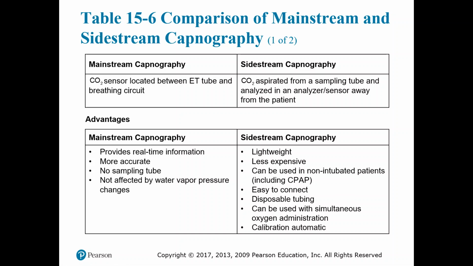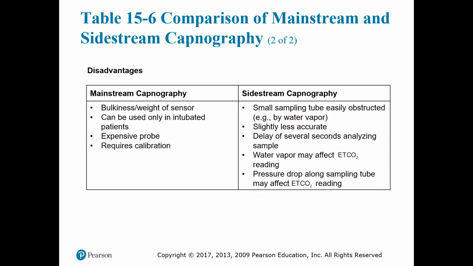As we progress, we're also going to look at the disadvantages, which include that mainstream capnography is bulky and the sensor is pretty heavy. They're generally found in hospitals. They can be used in intubated patients only, so that sensor only fits on that adapter between the ET tube and the vent circuit. There's no other way of measuring for any patient that's not intubated.